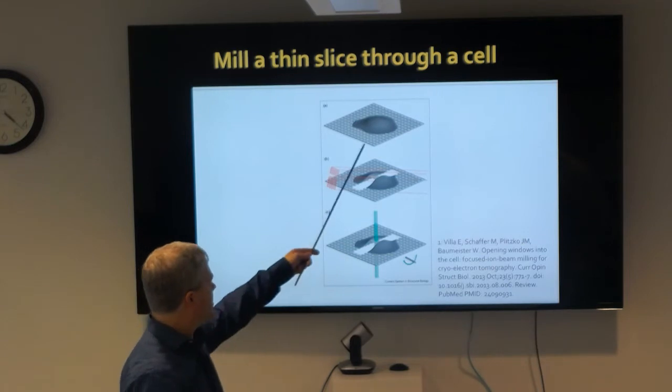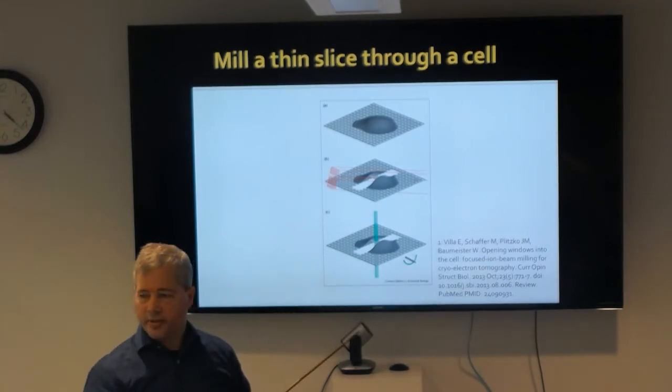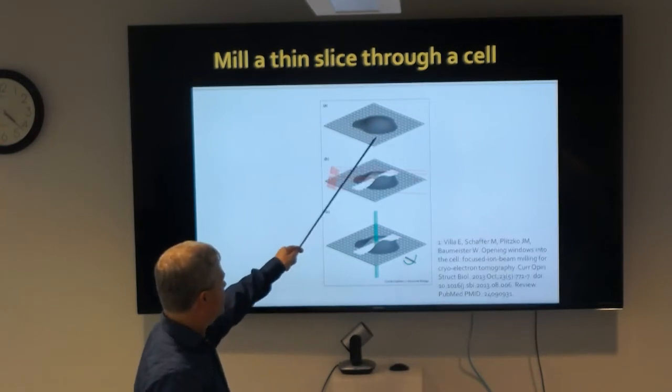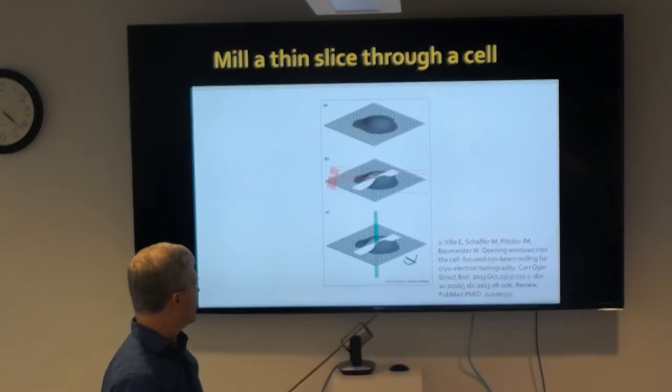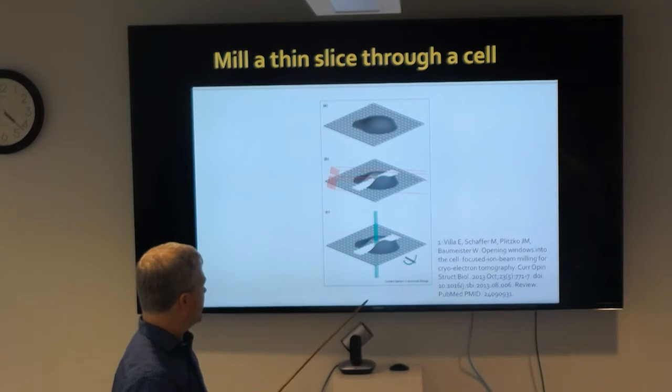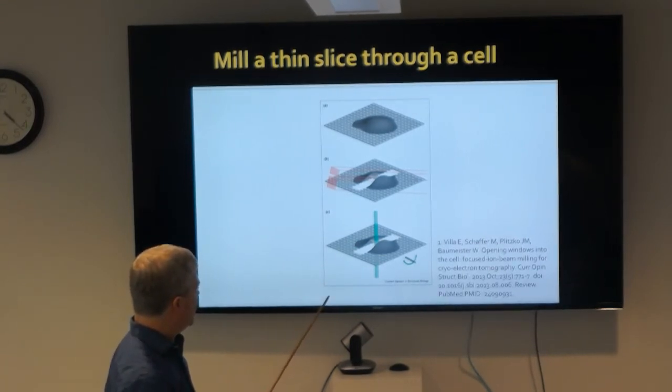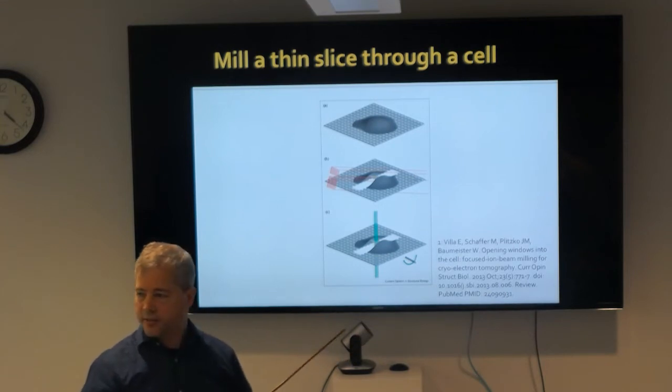Finding the area of interest is a tough thing. The cells just kind of look like blobs on the grid, and you have to view it at kind of an oblique angle. So finding the area of interest to mill can be quite a challenge.